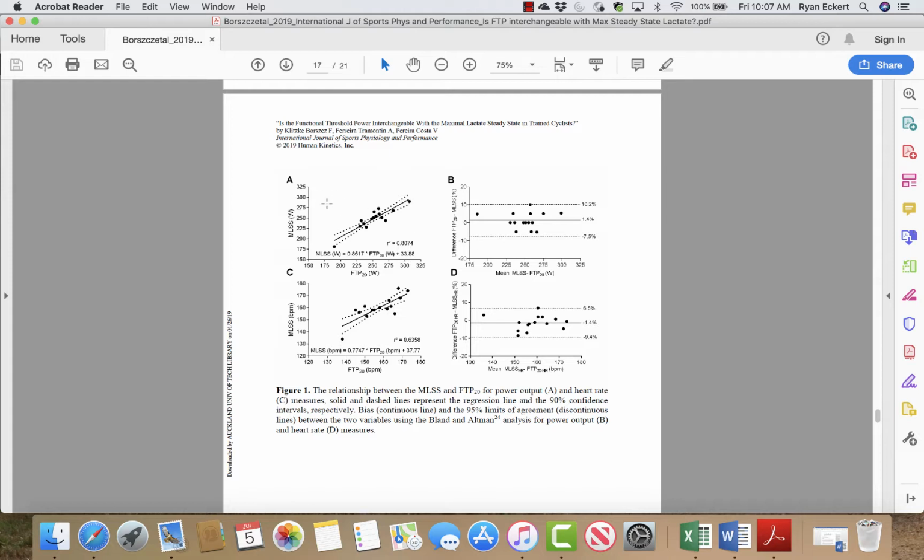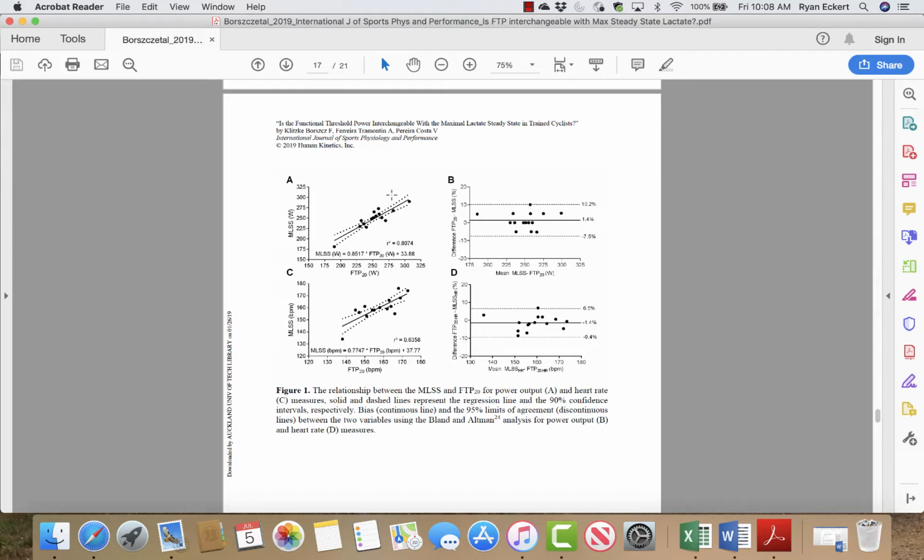There's some error because, like I said, no test is perfect. But this study found that basically this 20-minute FTP test that estimates your lactate threshold is a pretty valid test of determining your true lactate threshold. And so they did find that the FTP test tended to overestimate threshold just a little bit on average, which is pretty typical of this test anyways. So there's that. But again, this test was found to be a pretty decent test for determining your true lactate threshold.